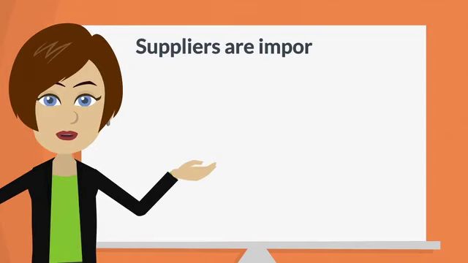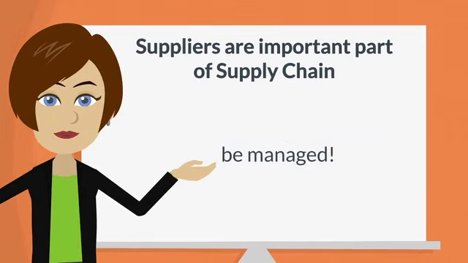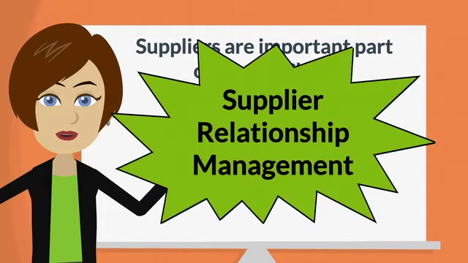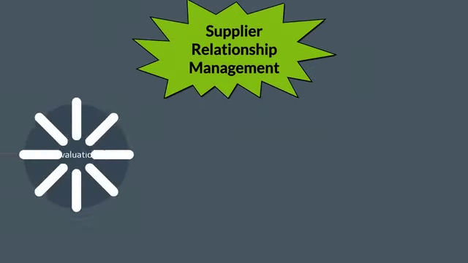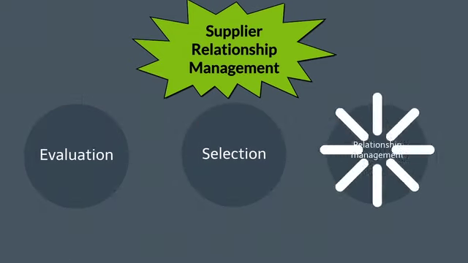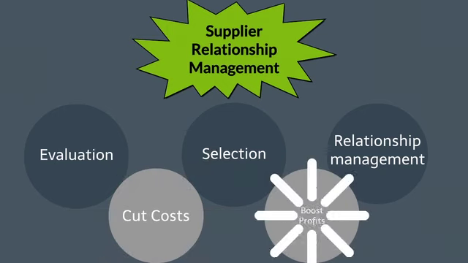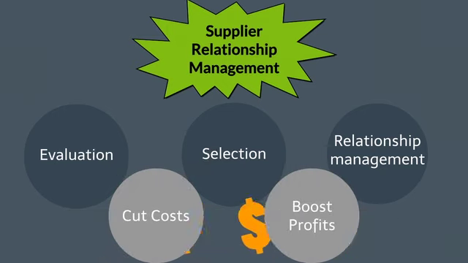Suppliers are therefore an important part of the supply chain, and these relationships need to be managed. This is where supplier relationship management comes into it. Supplier relationship management is defined as an approach to supplier evaluation, selection, and ongoing relationship management with the objective of cutting the costs of goods and services and boosting our company's profits.